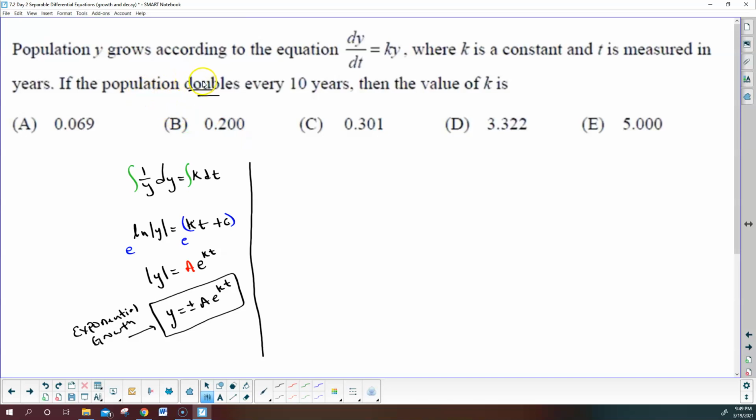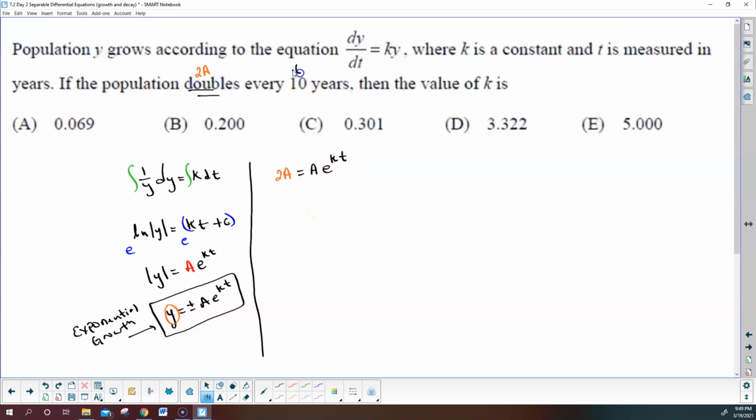Well, now the population doubles. The initial population is A. So if the population doubles, then our population would be 2A. And that's what's going to go right here for y. 2A is equal to A e to the kt.